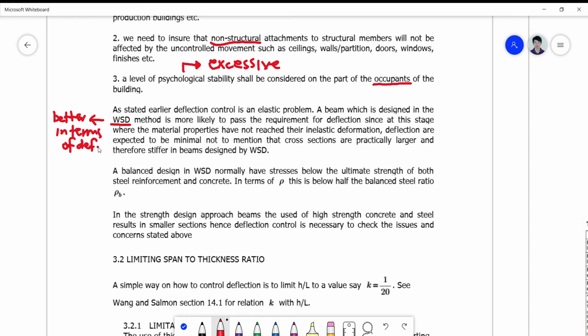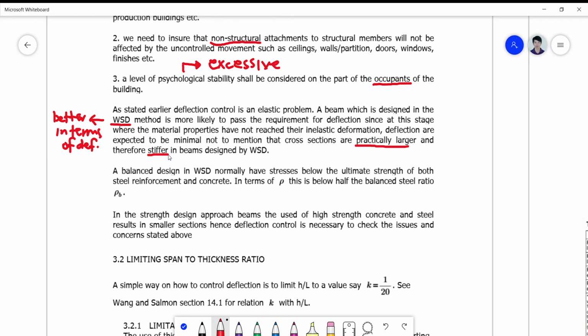Okay, so for this, the justification is because of these practically larger and stiffer beam sections, which make it very good in terms of deflection control. So a balanced design with working stress normally has stresses below the ultimate strength of both steel and concrete, and in terms of rho, this is below half the balanced steel ratio, rho b.